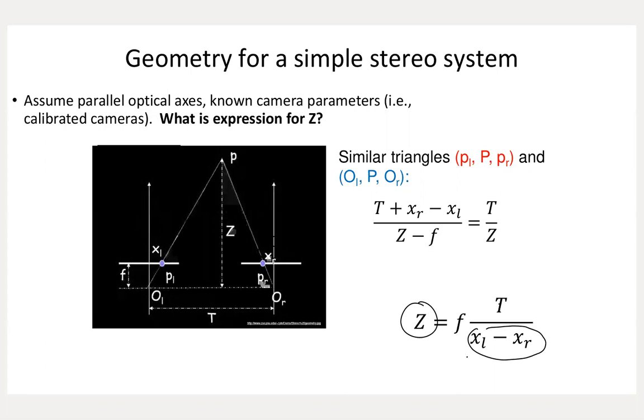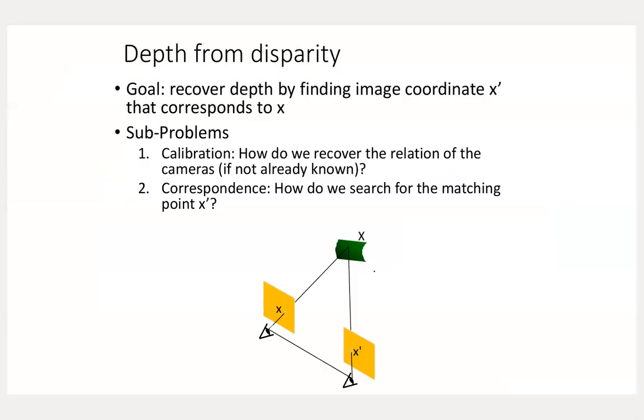It's actually very intuitive. If the displacement or the disparity is bigger, then things are closer. If the disparity is smaller, then the point is farther away. So this is a very simple setup that we can find. But in general, we need to go into a more complicated case, because your camera most of the time will not be as nicely aligned as this.